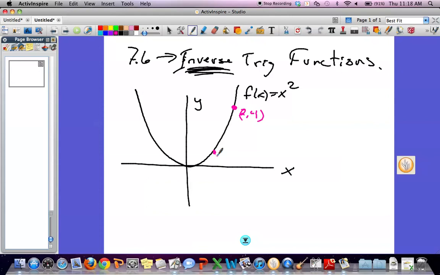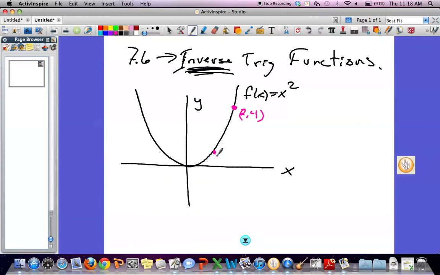Now, before I get too carried away, why does this function not have an inverse? Maybe before I ask that question, tell me why is this a function? It passes a vertical line test. It is a function because it passes a vertical line test. Every value of x, there's one value of y. You don't have a person with two different birthdays, so it passes a vertical line test.